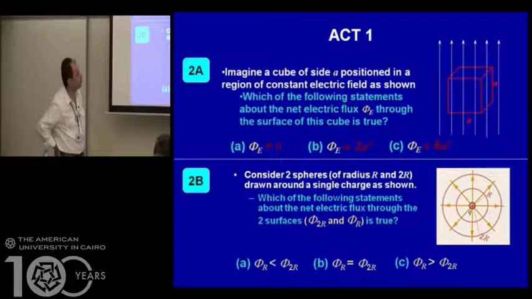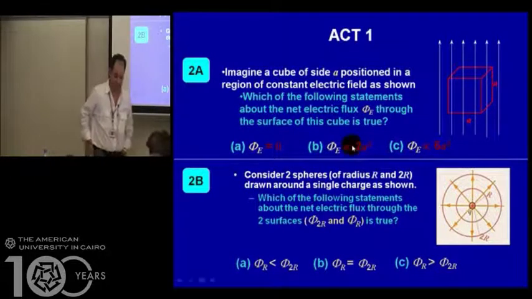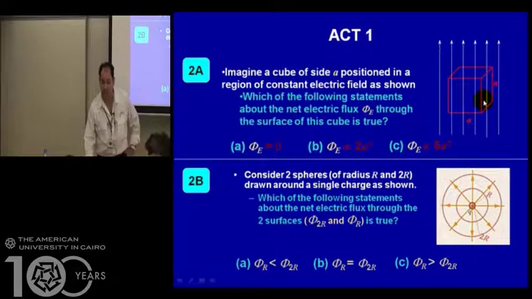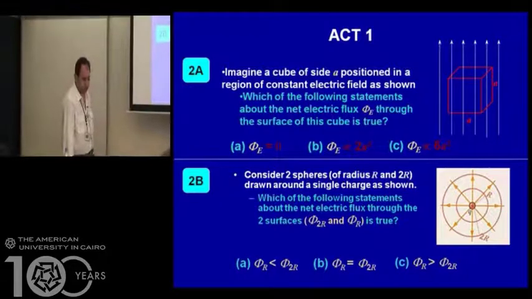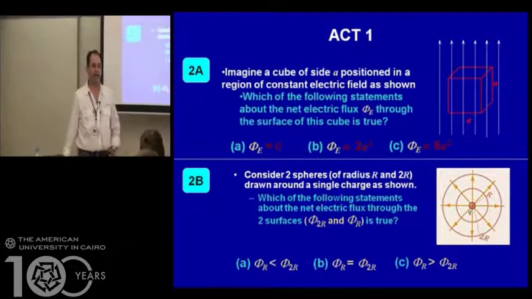We have a cube with side A, and that cube is inside a constant electric field. Sharif, again, when you see lines like that, equally spaced, this means that this is a constant electric field. So what is the flux? 0. Why is it 0? Because the number of field lines in equals the number of field lines out, so the total flux is equal to 0.